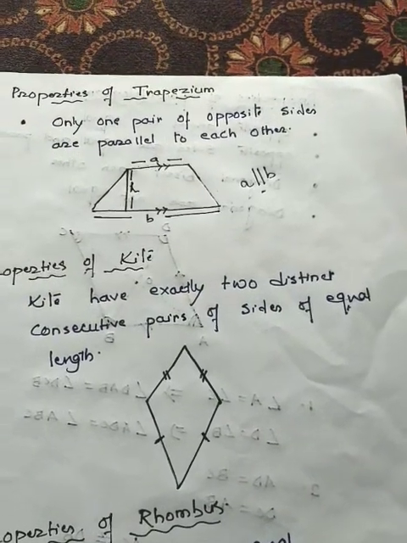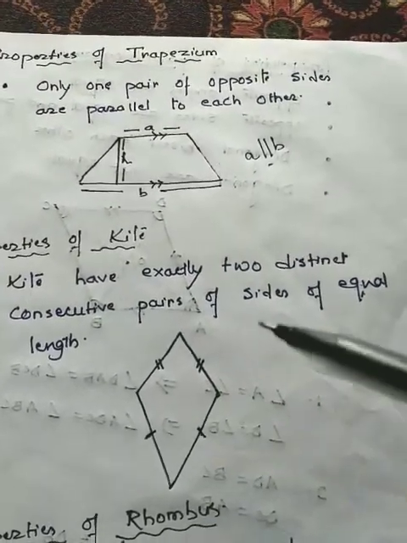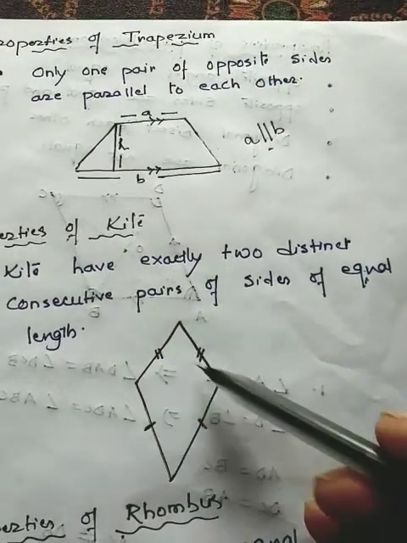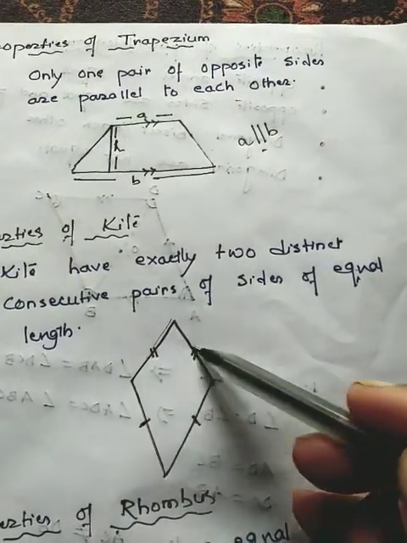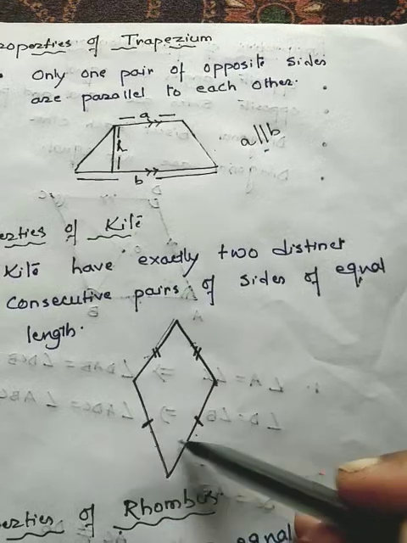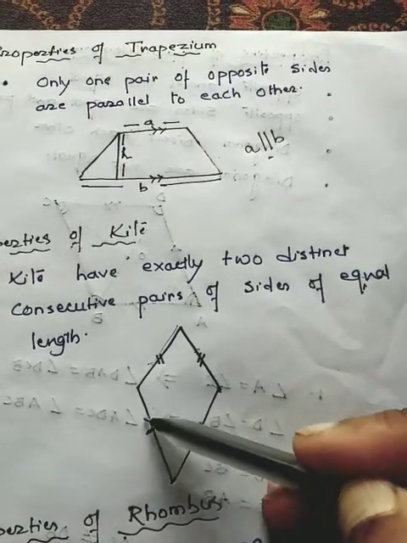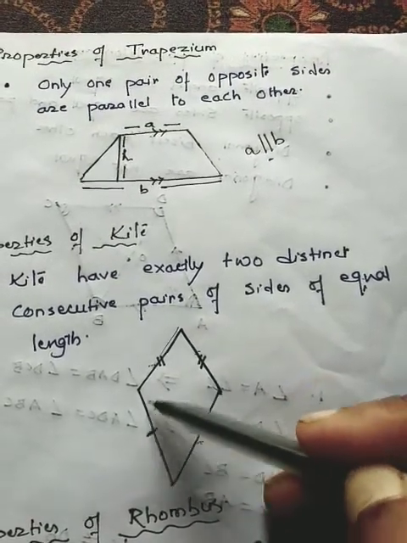Now if you really want to make a kite, then you have to obey this property, students. See, these two sides will be equal. Okay, that is the consecutive sides. And these two consecutive sides have to be equal. These two sides are not equal. Okay, see how I'm going?